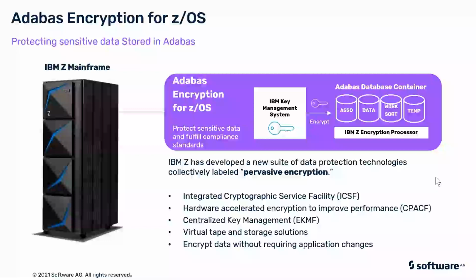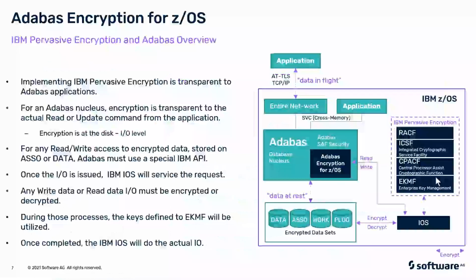These are just some of the components that make up IBM's pervasive encryption. I'm not going to talk about pervasive encryption in detail because that's an IBM thing. If you need more information, contact me or somebody at Software AG, and we will tell you how Adabas interfaces to this. But one of the key things to know is that, in particular with the z15 mainframe, there is a new encryption processor that can be enabled, and that is what really makes pervasive encryption, and therefore Adabas encryption, extremely fast and efficient, and not cause a lot of CPU overhead.